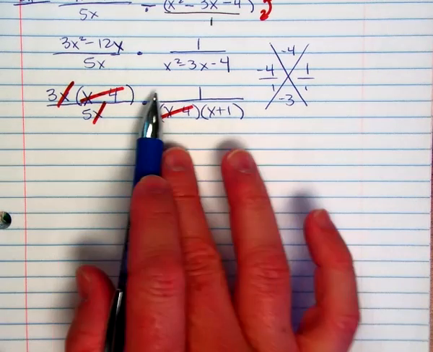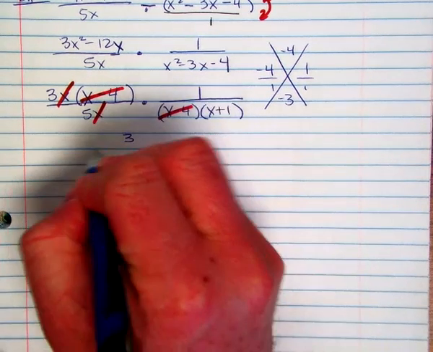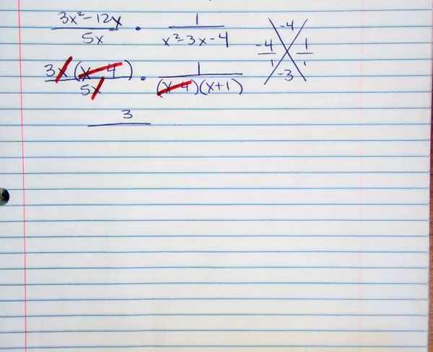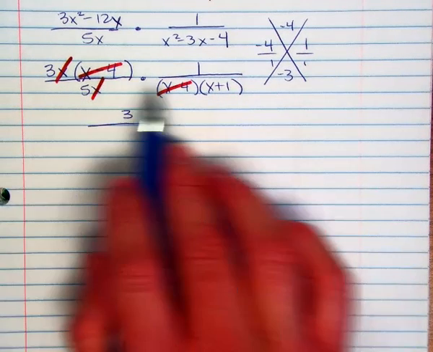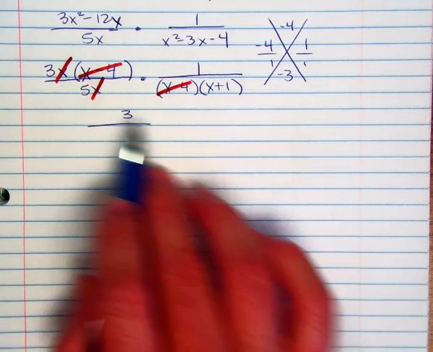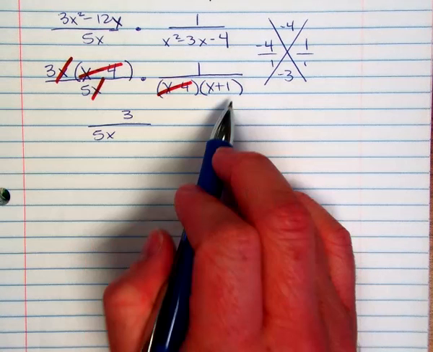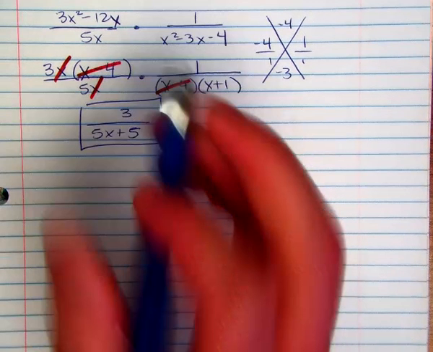Across the top, 3 times 1 is going to give me a 3. Across the bottom, 5 times x plus 1. Distribute the 5. 5 times x is 5x. 5 times 1 is 5. And that gives me a final answer for this one.